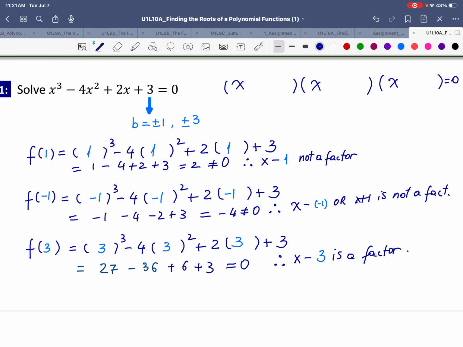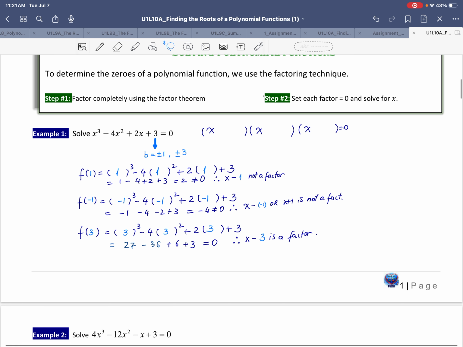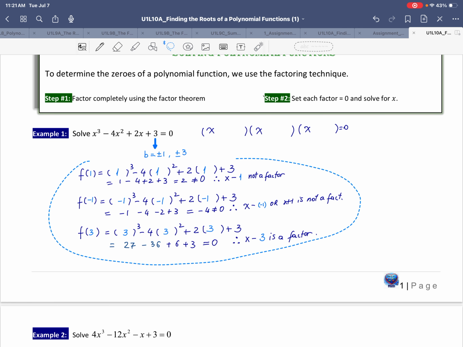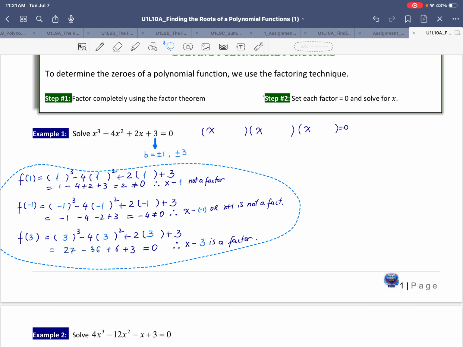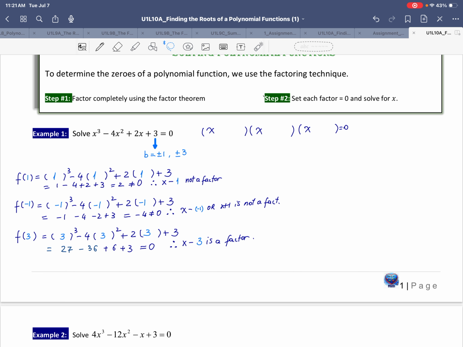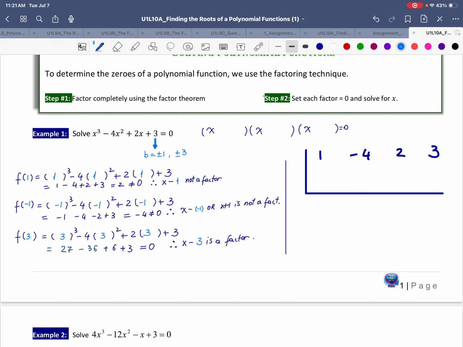So once we discover our first factor, we're almost done, and we're going to start dividing by it. As you divide, you get a quotient of lower degree, which makes it easier for us to factor. And we're going to use coefficients of the given equation here, which are 1, negative 4, positive 2, and then positive 3. And we are dividing here by 3. We're bringing 1 down.